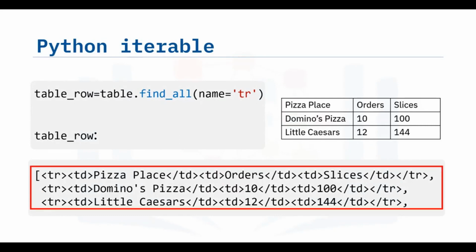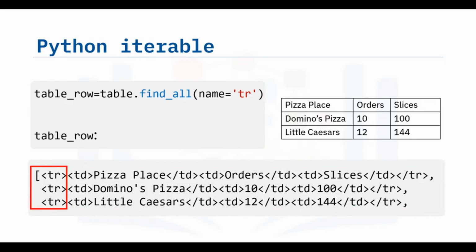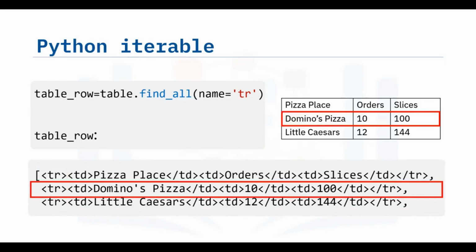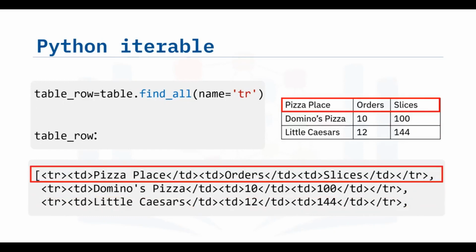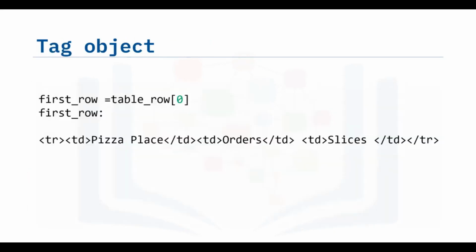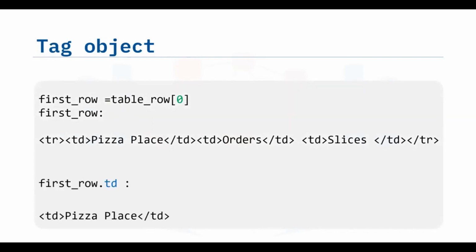The result is a Python iterable just like a list. Each element is a tag object for tr. This corresponds to each row in the list, including the table header. Each element is a tag object, so consider the first row. For example, we can extract the first table cell.